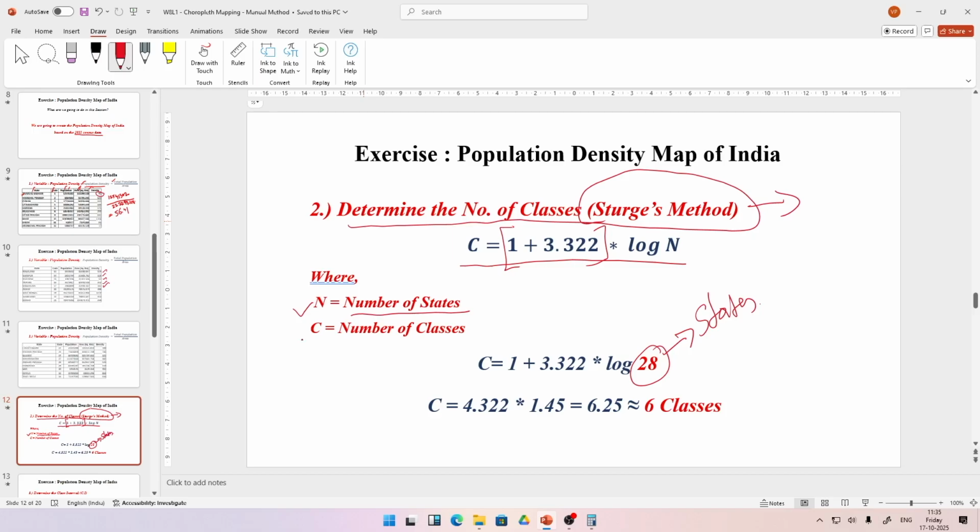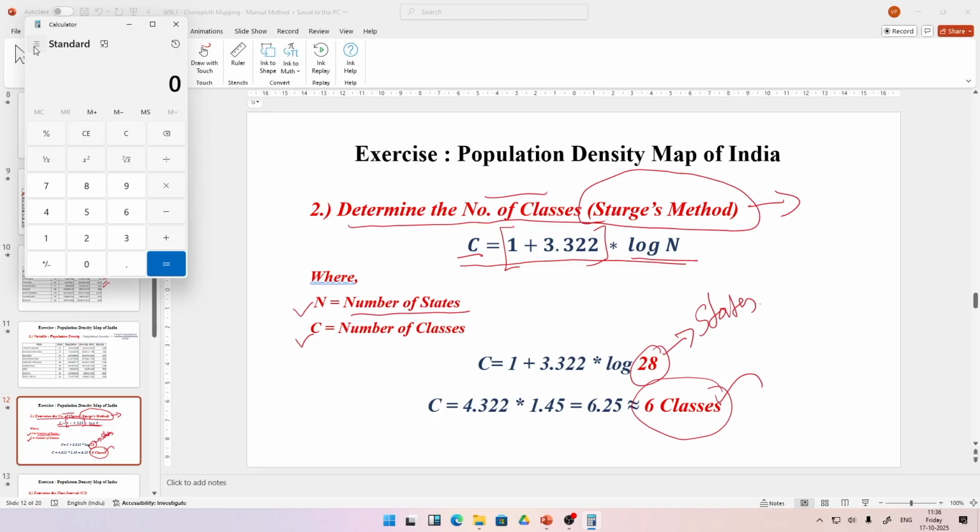And now, next, what is C? The number of classes. So, this whole second task is to identify the number of classes. So, C represents the number of classes. C is equal to 1 plus 3.322 multiplied by log n, and the number of classes that I have derived is 6 classes. I will just quickly show you the calculation alone.